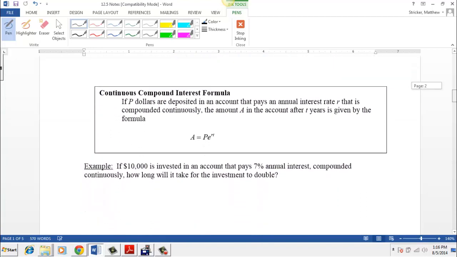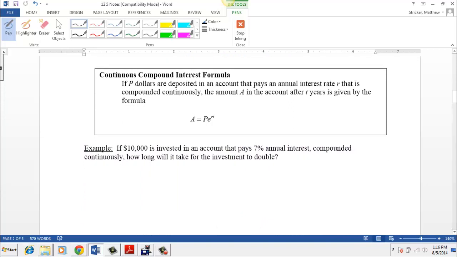We can take a look at another formula here. Another interest formula we sometimes see is what's called continuous compounding interest. It says if P dollars are deposited in an account that pays an annual interest rate R that is compounded, notice it says here, continuously. We haven't seen that word continuously before. Then the amount A after t years is given by this formula. So anytime we see the words compounded continuously, we want to use this formula.